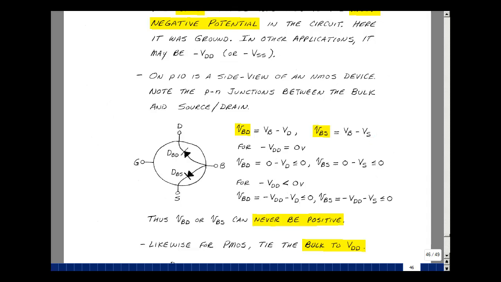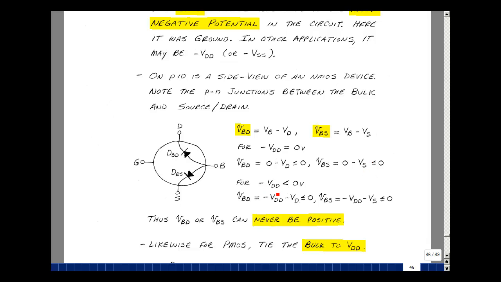Now suppose that we had a negative power supply that was 0. Then the bulk to drain would be the following, the bulk being 0, but now the drain can go between 0 and 5 volts. The difference of those two, if this was 0 volts, would be 0. If this was 5 volts, it'd be a negative voltage. For all possible values of the drain with a plus power supply and a ground, it is always less than or equal to 0. The same is true for the bulk to source because, again, the bulk is hooked up to ground, the most negative potential in the circuit, and then the source can swing between 0 and whatever the positive power supply is, say 5 volts. This is always a negative number.